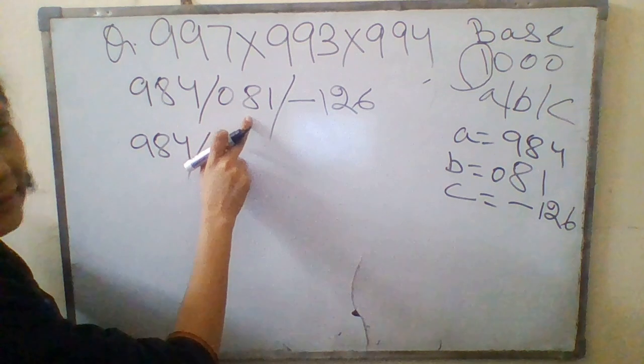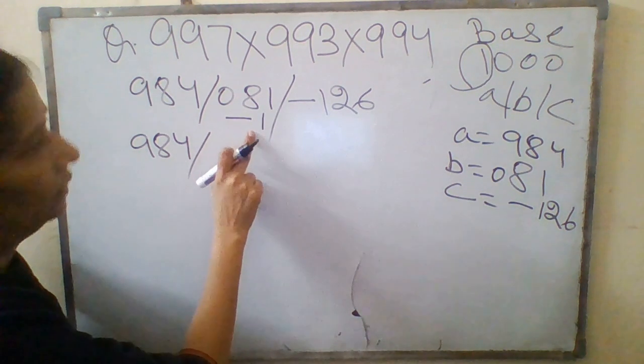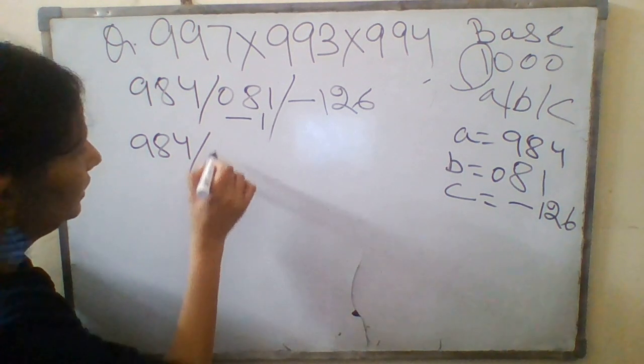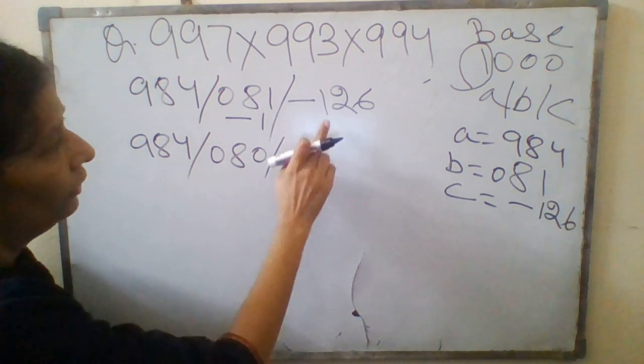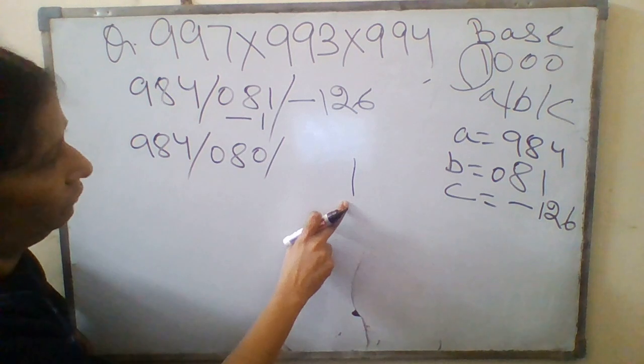Now this is 081. So I will borrow 1 from here. Minus 1. 081 minus 1. See, 81 minus 1 is 08. Now 1 minus 1 is 0. Now you see, 1 I have borrowed from here, so I have written here 1.